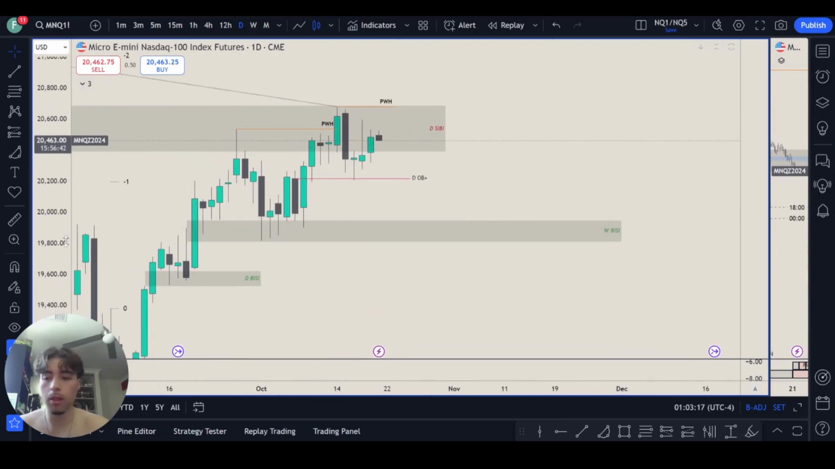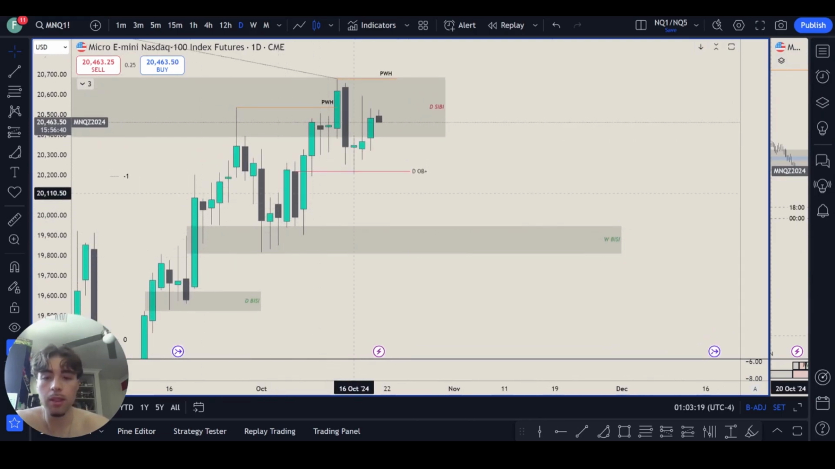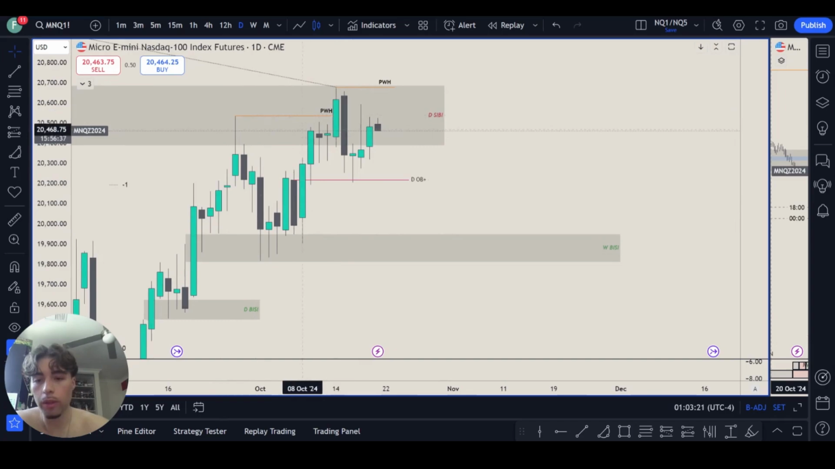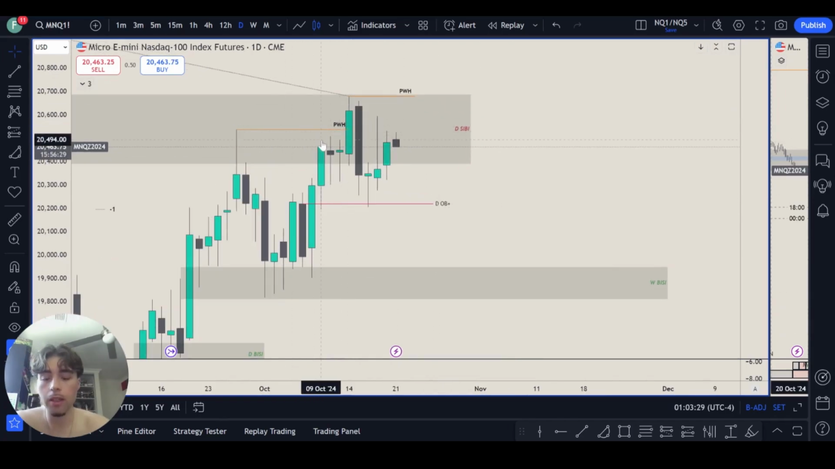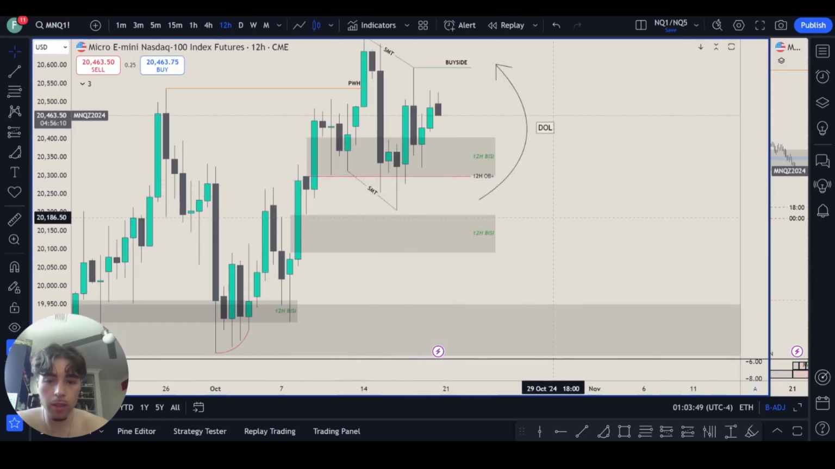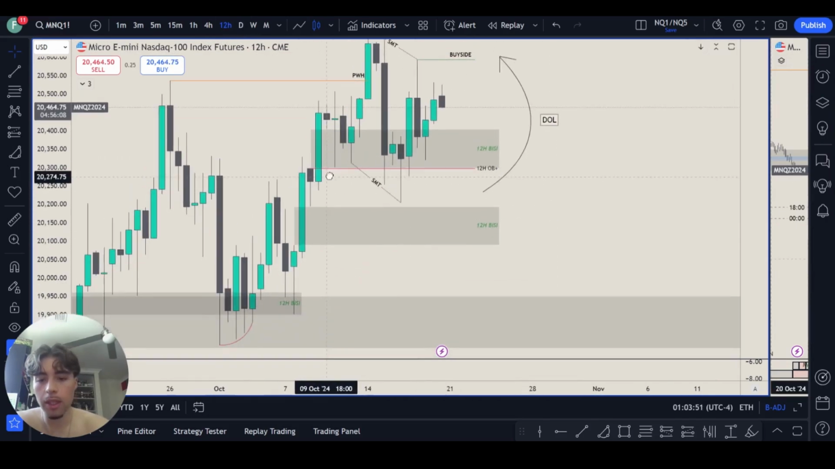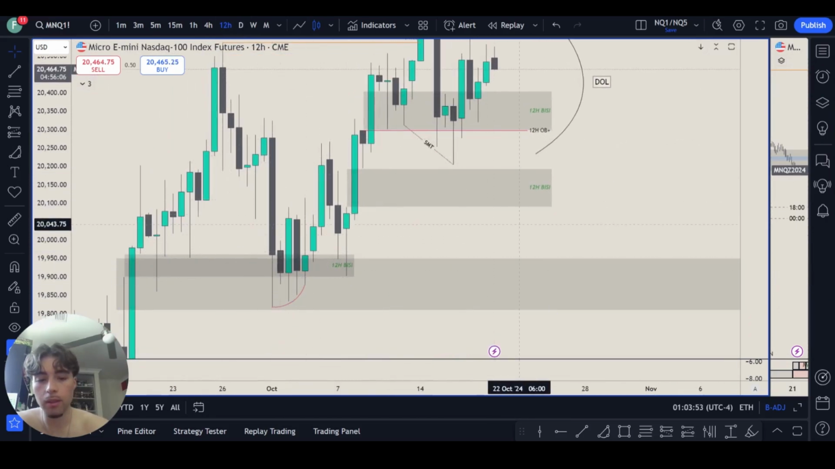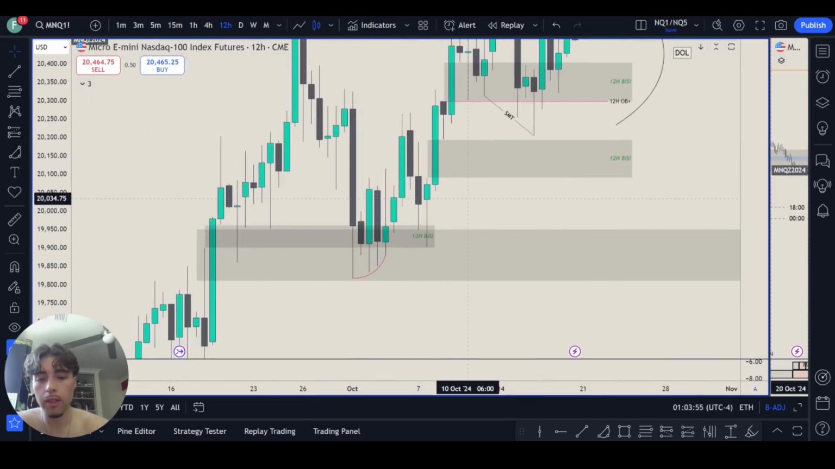Okay, so price tapped into this weekly BSE, and we expanded into external range liquidity. So since we've taken out this previous week high, I'm looking for a rebalance into BSE inside of the range here, which we do. I'll show you in the lower time frames, and looking to expand over to this previous week high again. As you can see on the 12-hour, after rebalancing this weekly BSE here, we've expanded.